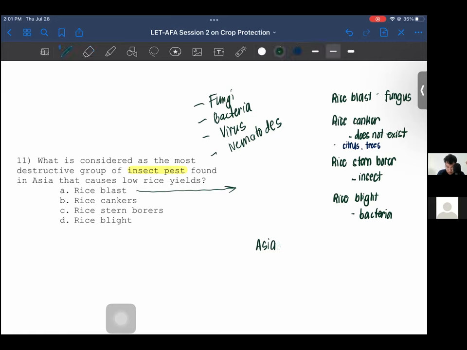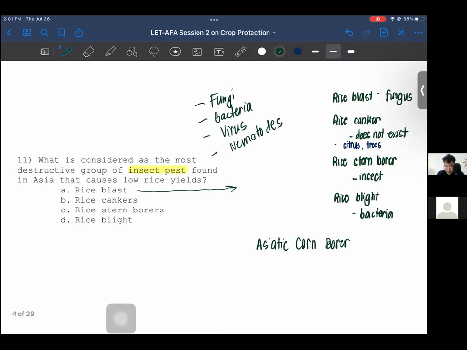Asiatic corn borer. Yung Asiatic corn borer, ito ang rason kung bakit tayo merong BT corn. And I've mentioned this technology several times in my past session na ang BT corn is a very controversial topic on the topic of GMOs, topic ng transgenic organisms, yung mga yan.